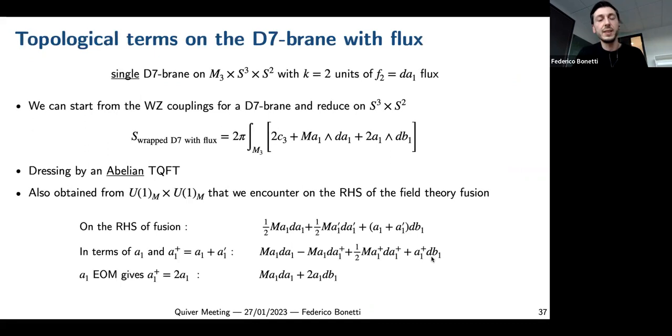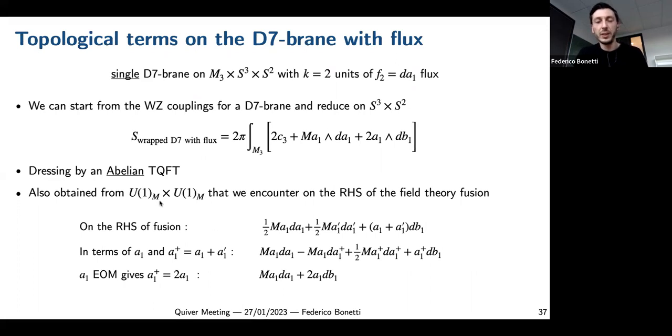And let's see why it solves our puzzle. So now we have to consider, instead of 2 D5s, a single D7 but we have to account for a flux, a worldvolume flux. And if one does the computation, the topological dressing is different. And in particular, it takes this form. So now the level used to be m, now it's 2m. And there is also a factor of 2 here in the coupling with the bulk B1. And all these features are perfectly in agreement with what happens on the field theory side.